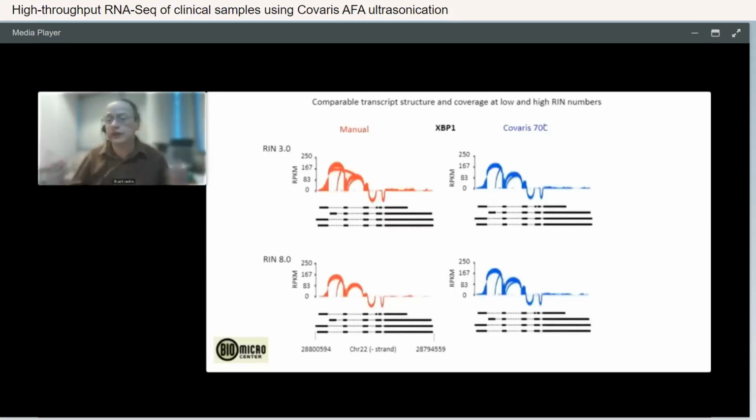Looking at an individual gene, this is an example, XBP1, it's on chromosome 22. And here's an example, these are sashimi plots that look at the splicing patterns that are observed. And if we look at the RIN3 sample versus the RIN8 sample, depending on the heat degradation, here we can see the splice pattern that is different between the detection, whether this particular exon is detected within the XBP1 gene. And when you do it by hand, we see it sometimes is and sometimes isn't. But with the Covaris treatment, we're seeing no difference depending on the starting RIN.